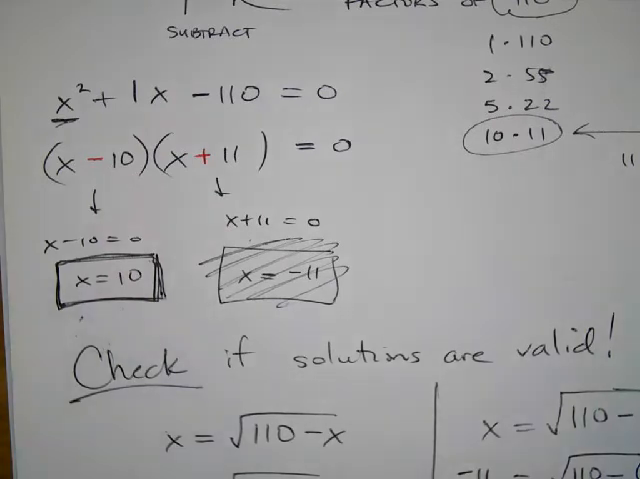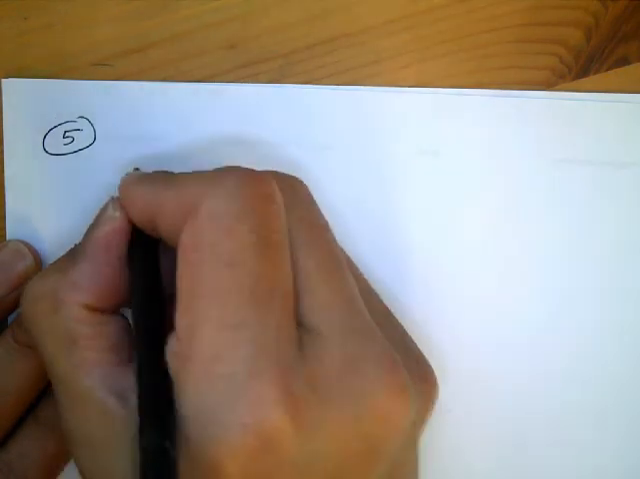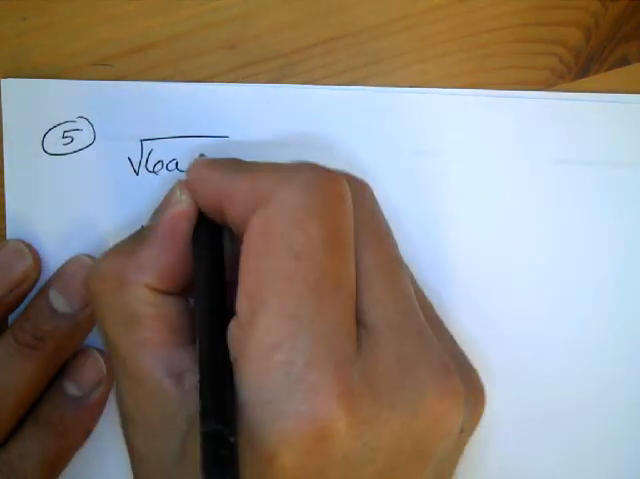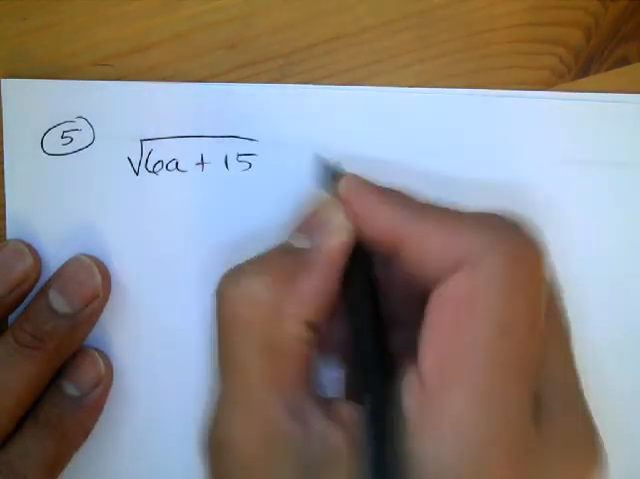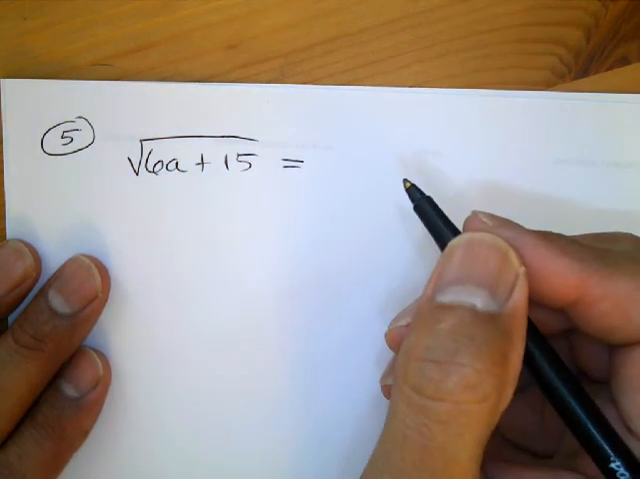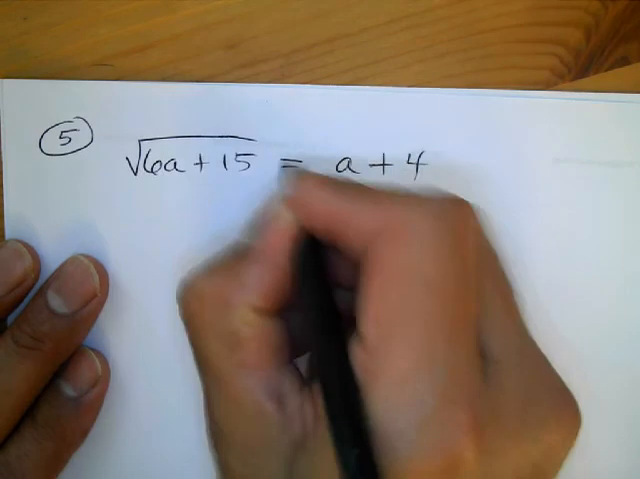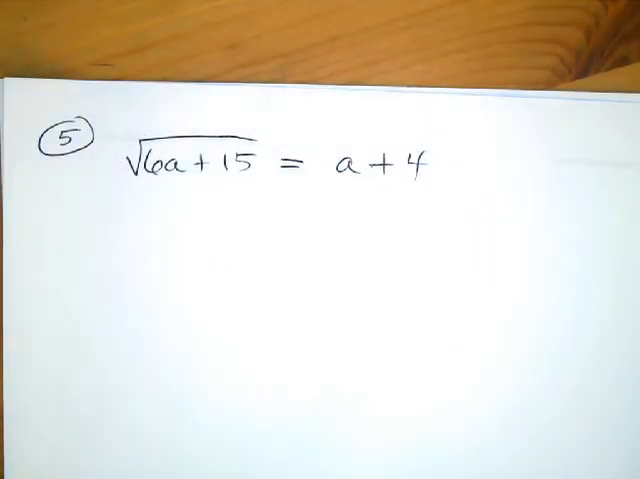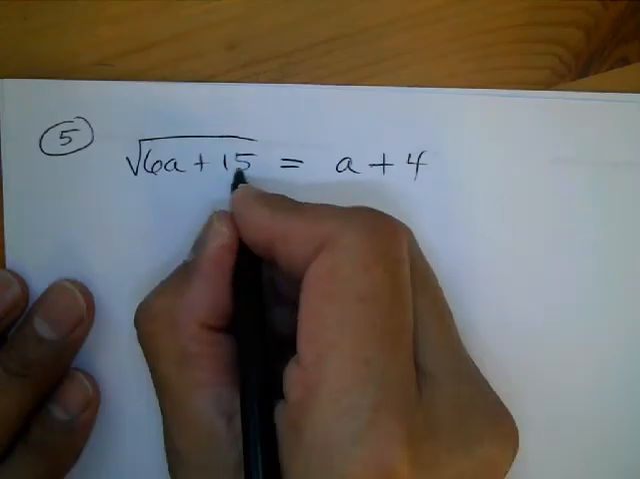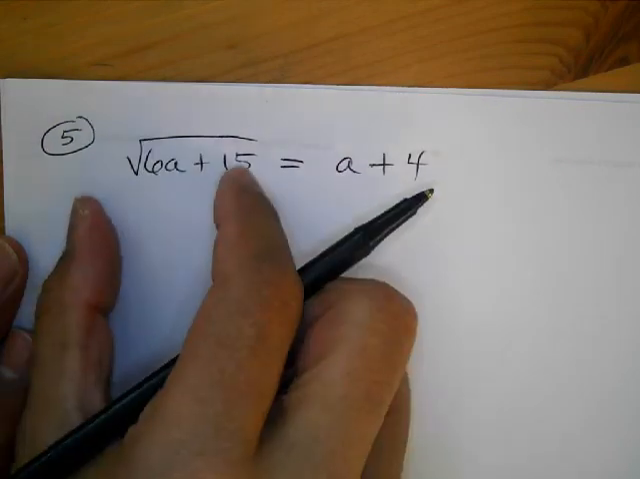All right, let's continue. I got two more I'm going to go over quickly. I know this video is running a little bit longer, but instead of making two videos, I'm just going to keep going. Okay, next one. This is number 5. The square root of 6a plus 15 is equal to a plus 4.